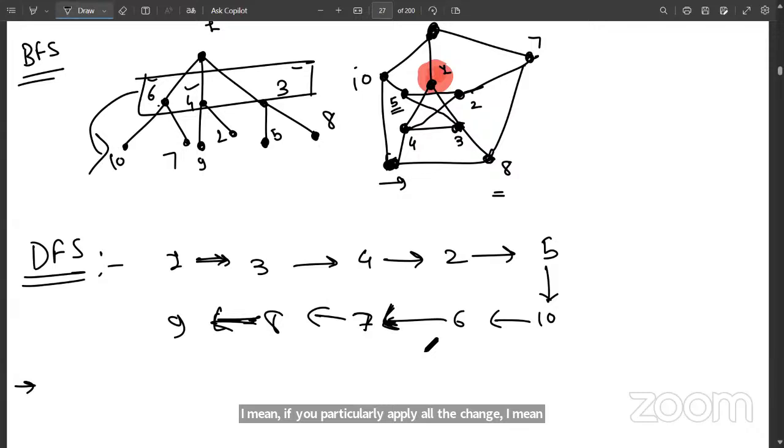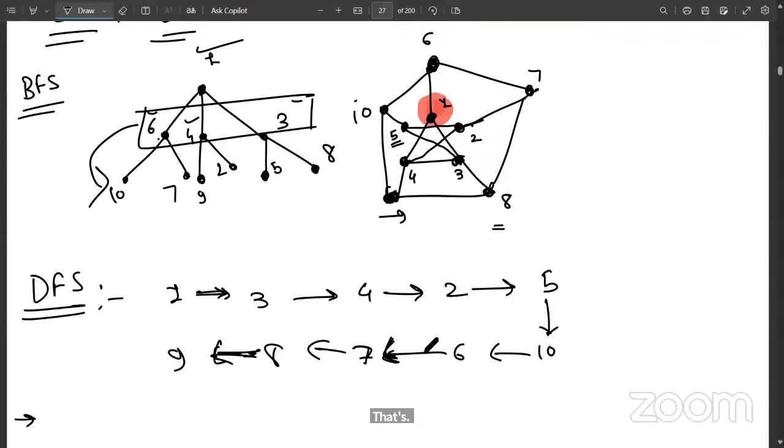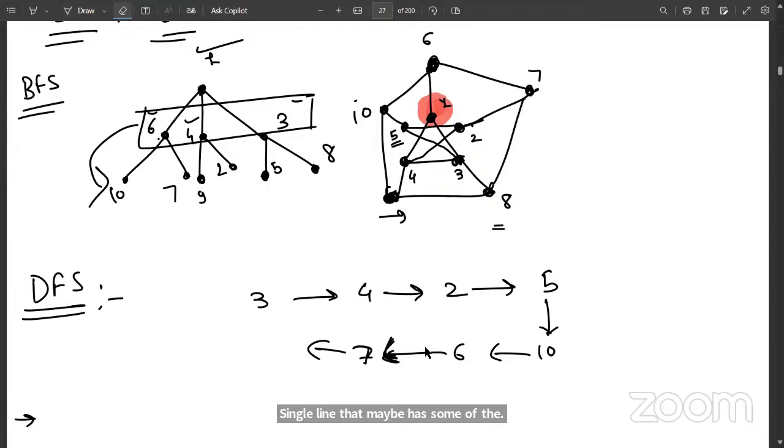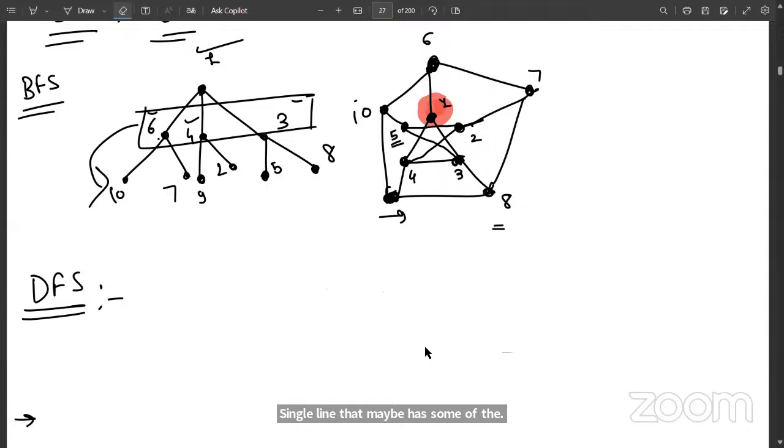Ma'am, could you please explain how the BFS tree can be written in a single line? See, what does DFS do? DFS works like this: first you consider the vertex, then you choose its neighbor. If that particular neighbor gives you something new, then you consider that new neighbor and explore your vertices, right? In BFS, we have to stick to one vertex and explore all of its neighbors. Here, we have to jump to the next.